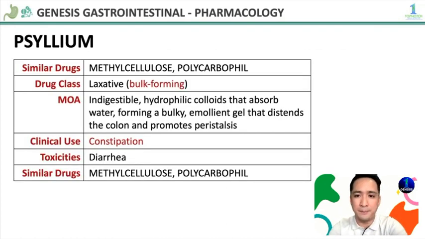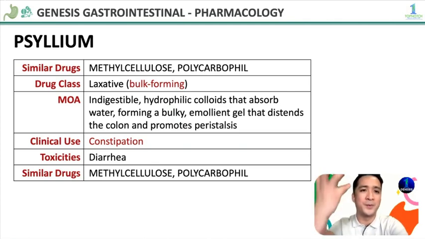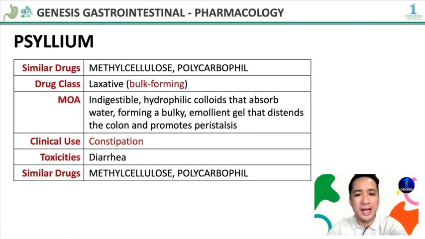Psyllium is a bulk forming medication. So when you defecate, use psyllium, plok! Because it causes bulk formation. Mechanism of action: indigestible hydrophilic colloids that absorb water, forming bulk in the stool, and it acts as an emollient gel that distends the colon and promotes peristalsis.